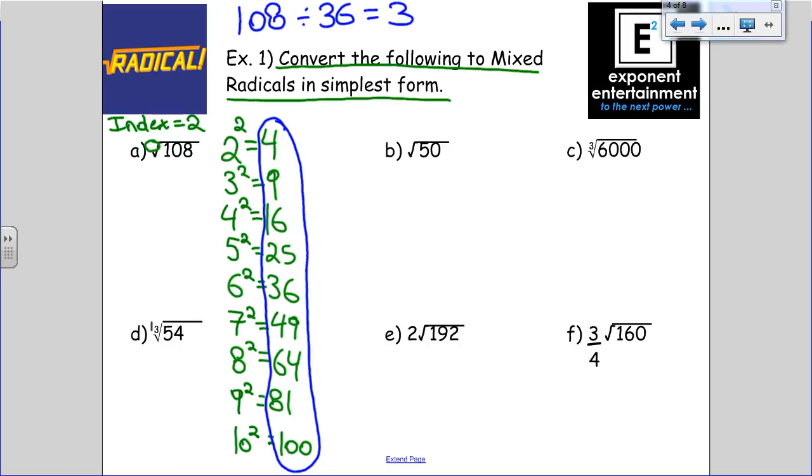That means we can rewrite 108 as 36 times 3. Those are the same thing. 36 times 3 equals 108. Now that we've rewritten 108 as 36 times 3, what we want to do is break these two things apart. So now we have the square root of 36 times the square root of 3. Remember, that's a rule we learned earlier. It's just a magic math rule we have that radicals can be broken up into two separate radicands.